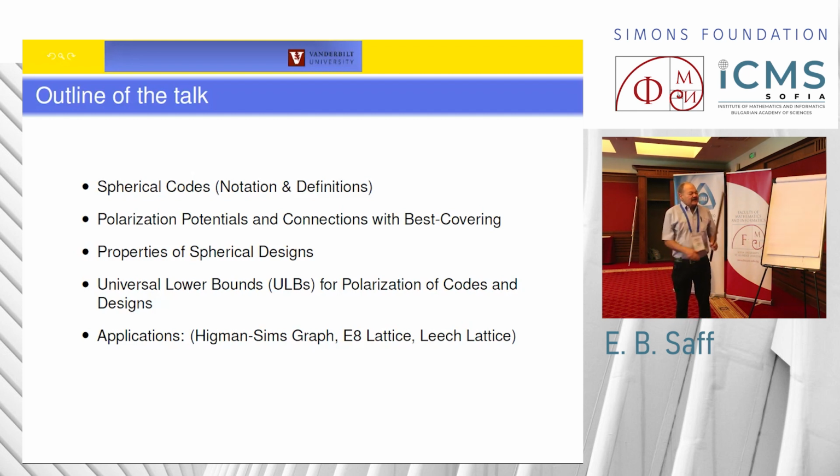Anyway, I'll talk about some notation. Then we'll discuss polarization, what is the terminology that I'm going to use. And the main results are obtaining what we call universal lower bounds for this polarization. And then some examples here, including the Higman-Sims graph, the E8 lattice and the Leech lattice.